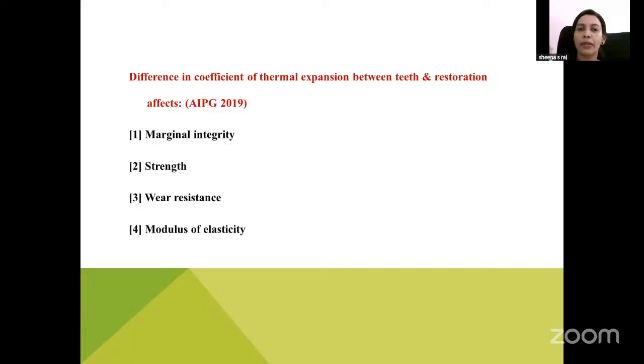deterioration of the restorative material, secondary caries, and even crack formation can take place. So it does affect the marginal integrity, because the margin is affected when there is dissimilarity in the coefficient of thermal expansion of two important materials. The answer is marginal integrity.